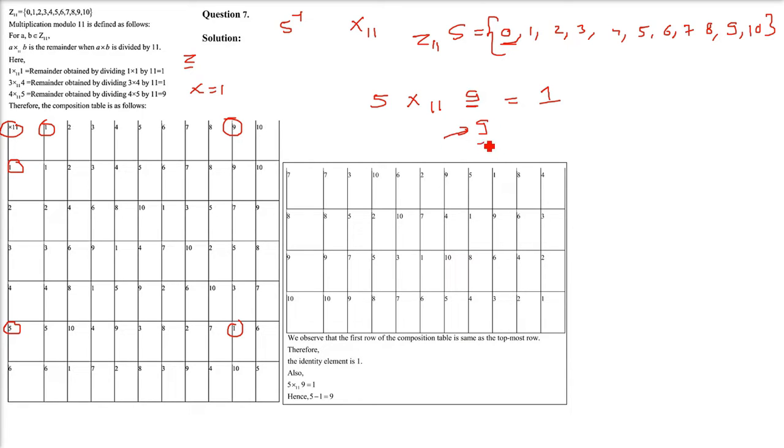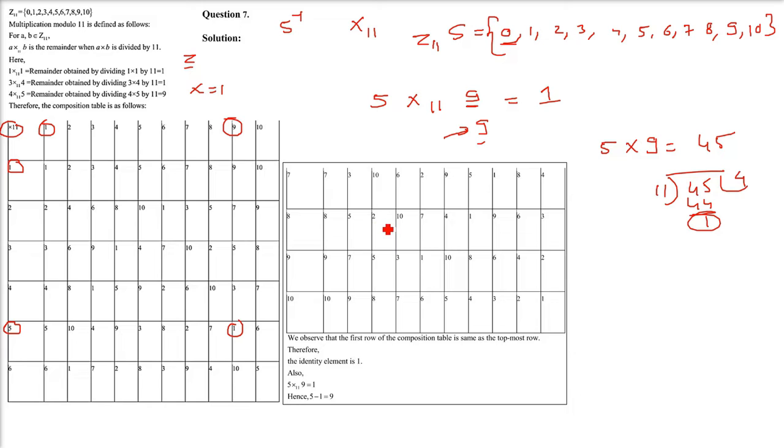When 5 is operated with 9, you are going to get 1. So 9 is the inverse. 5, 9. How do you get it? See, 5 ×11 9. So 5 9s are 45, and you just divide it by 11. 11 4s are 44. You get 1 as the remainder. And that is true, because 1 is our identity element.